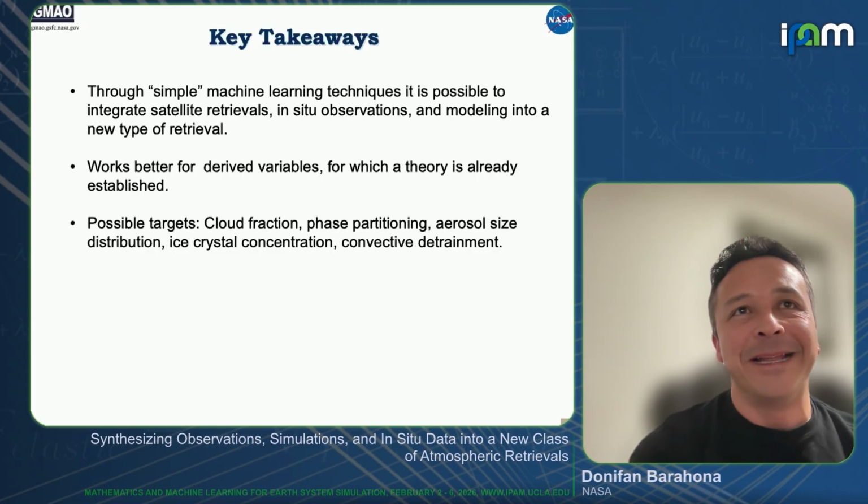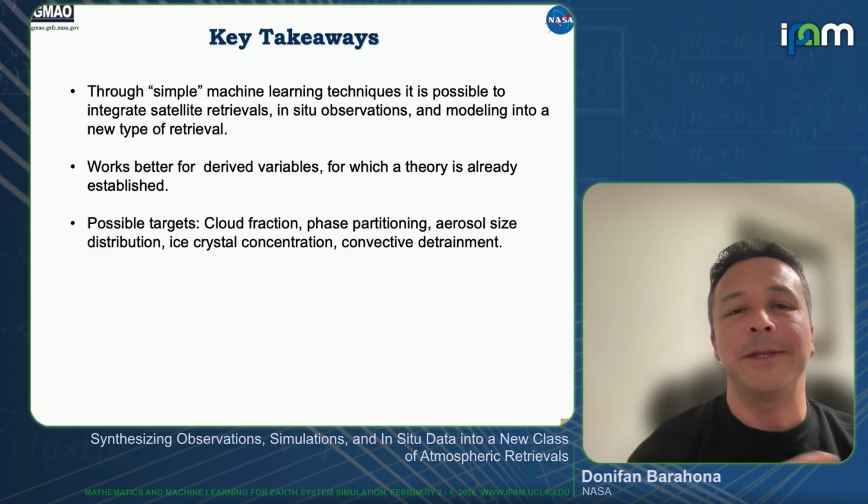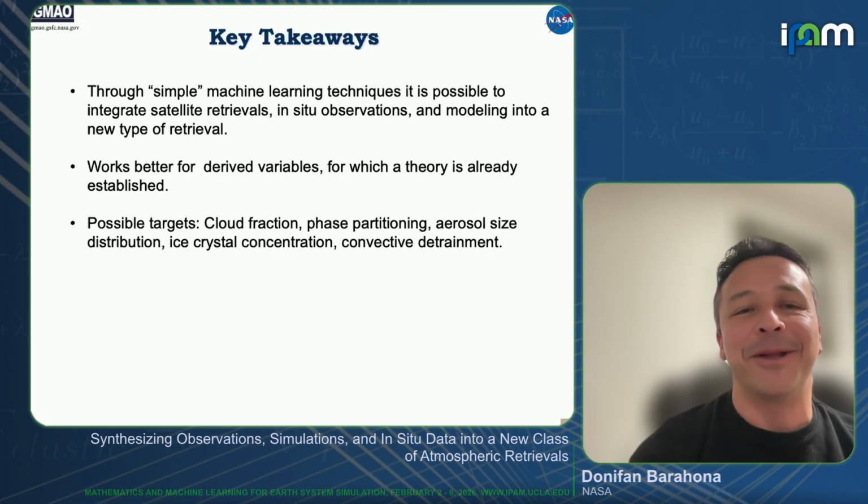So we actually have a project going on to try to model cloud fraction. But we're also looking at phase partitioning, aerosol size distribution, ice crystal concentration, and convective displacement. If you have any ideas about what else this can be useful for, just let me know.